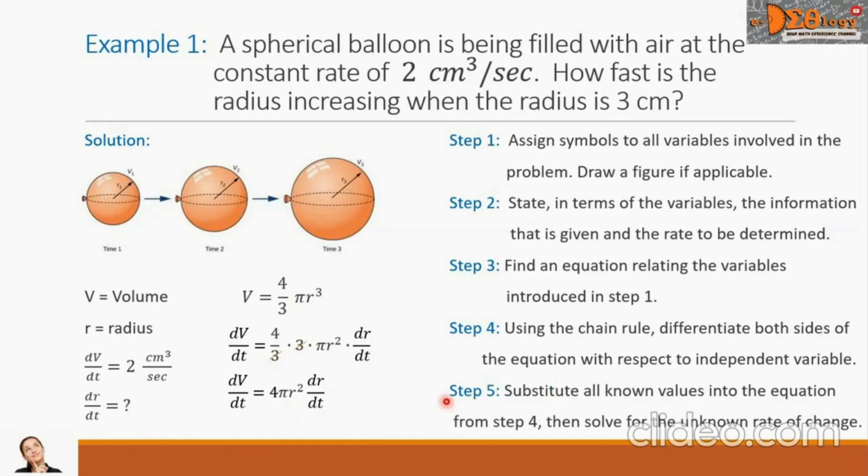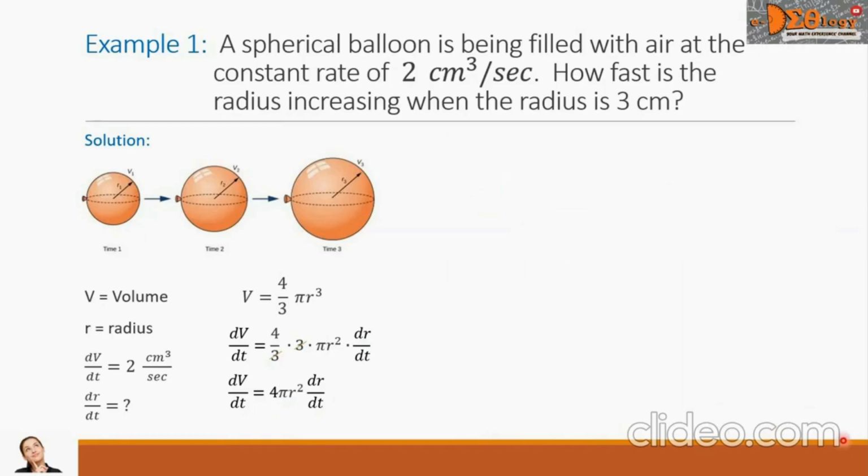Step 5. Substitute all known values into the equation from step 4. Then solve for the unknown rate of change. In our problem here, the radius is given as 3 cm. Substituting now the corresponding values in here, the dV over dt is now 2 cubic centimeters per second equals the 4 pi we copy here, and the r squared we substitute the 3 centimeters squared times the dr over dt.